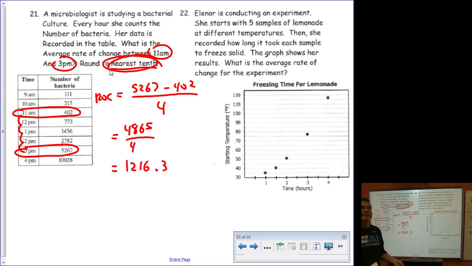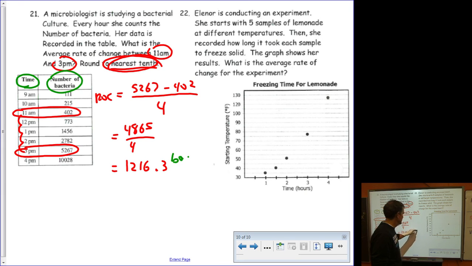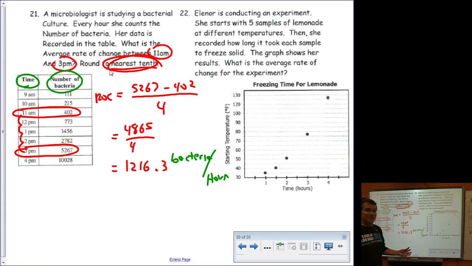And of course, I need units on there, and my units are always the y units per the x units. So in this case, that would be 1,216.3 bacteria per hour. I guess that's how many bacteria are growing per hour on average between 11 and 3 o'clock, right?